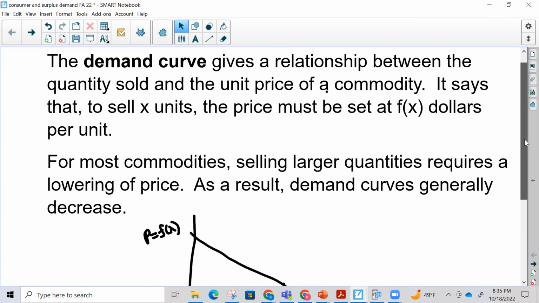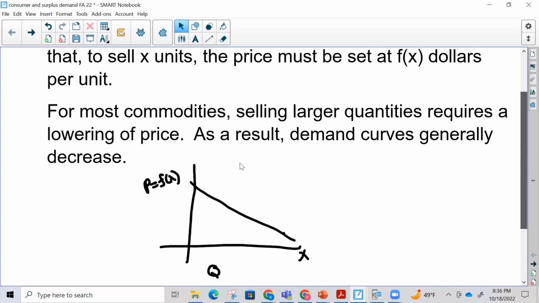For most commodities, selling a larger quantity requires lowering the price. As a result, the demand curves generally decrease. Think about this in terms of when people buy in bulk, they generally expect the price for each item to be less than if they just bought a single item, which is why they often buy in bulk or go to a place like Costco, because it's cheaper per item if you buy in bulk. And that's the idea of the demand curve.